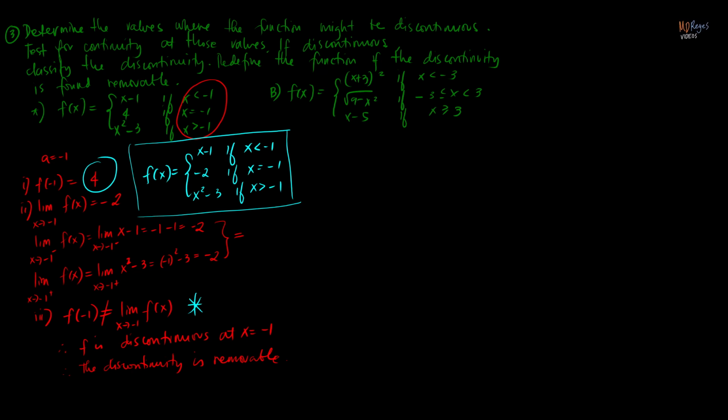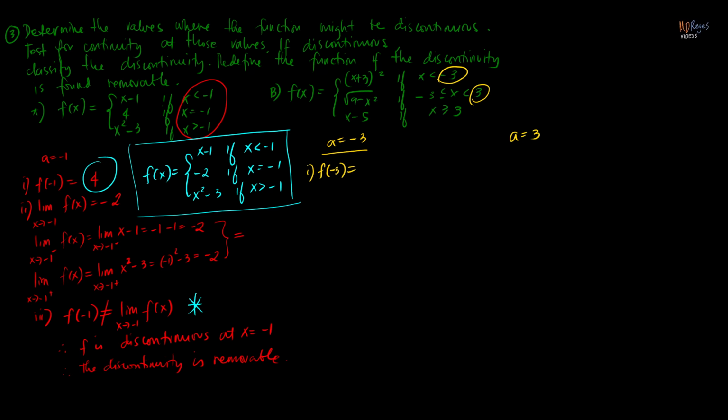For letter B, for what values do we check the continuity of the function? The function changes at x equals -3 and at the same time at x equals +3. So we'll check whether or not the function is continuous at those numbers. So the solution would be separate for a equals -3 and also for a equals +3. Okay, so we'll do -3 first.